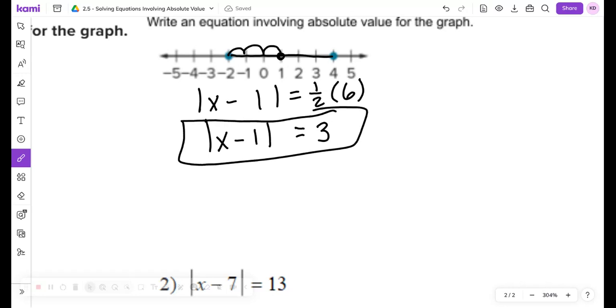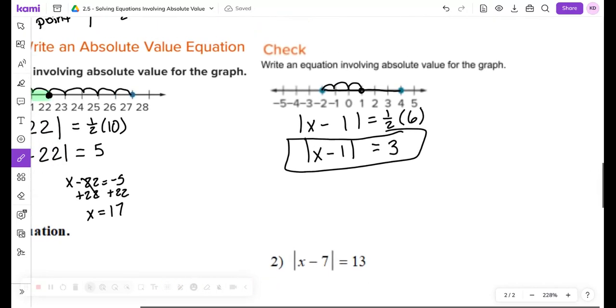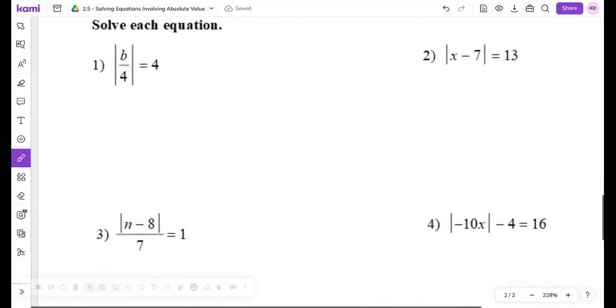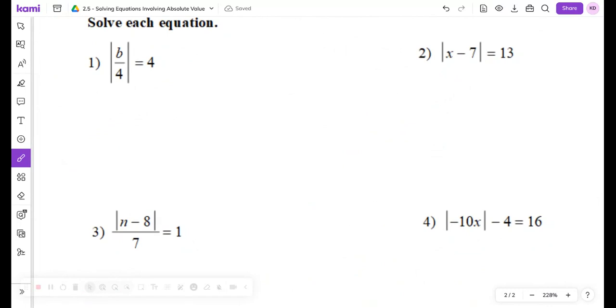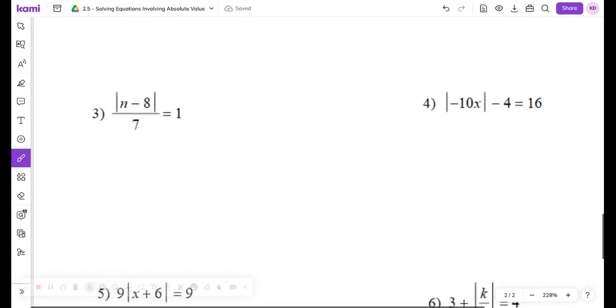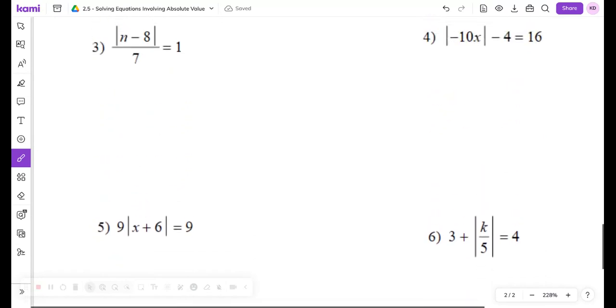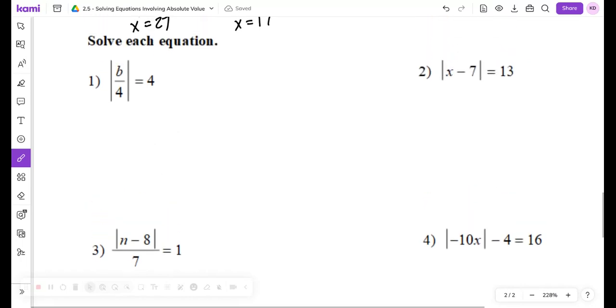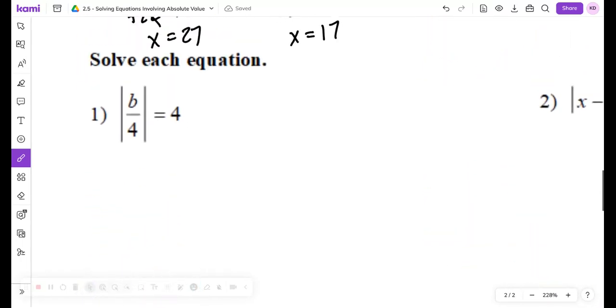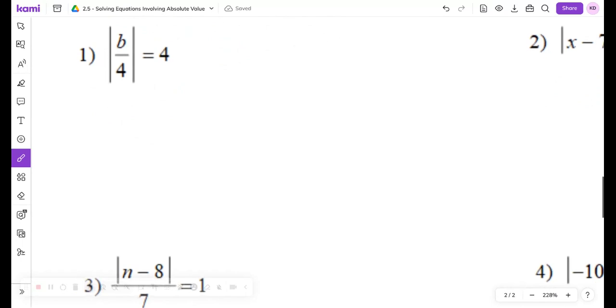There's my equation. Now, the goal for you right now is to go in and actually solve these equations. Okay, go in, solve the equations. After you're done solving the equations, you can come back and double check your work. Okay, I'm going to go in and I'm going to solve them. I'm going to talk through them, but pause the video, work on the equation, and then you can watch me do it.